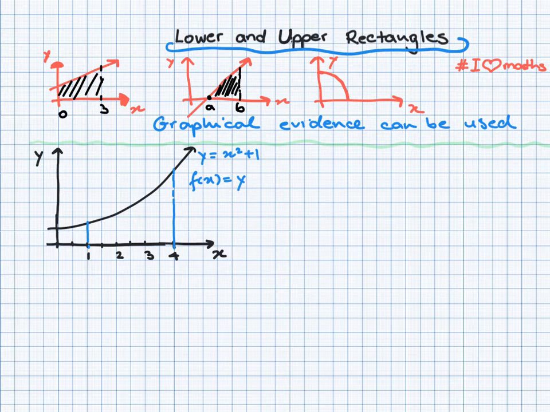So now we're looking at what else can be used to find this area. This is where the lower and upper rectangles come in handy. We're going to go with lower first, but before we do that, we want to find the area between 1 and 4 under this curve.